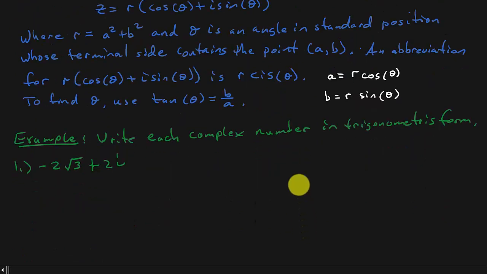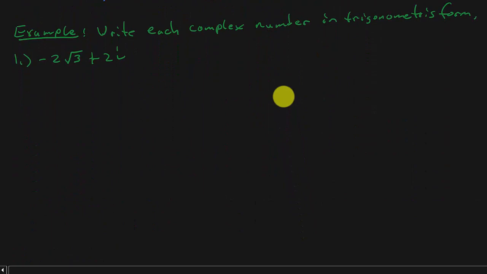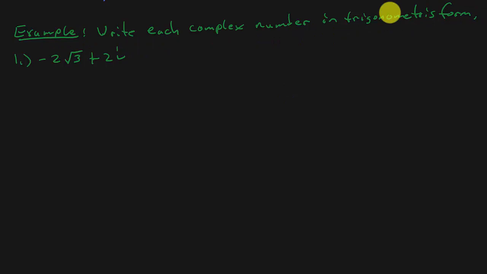All right, so let's look at this. Write each complex number in trigonometric form. All right, so we want to write it in the form r times cosine theta plus i sine theta. So what do we need to find? We need to find r, and we need to find theta. Okay, so let's find r first.